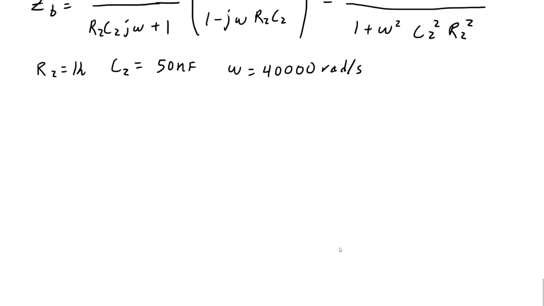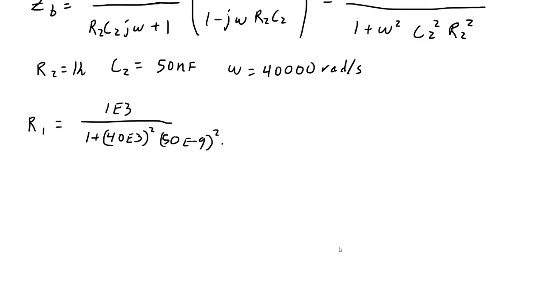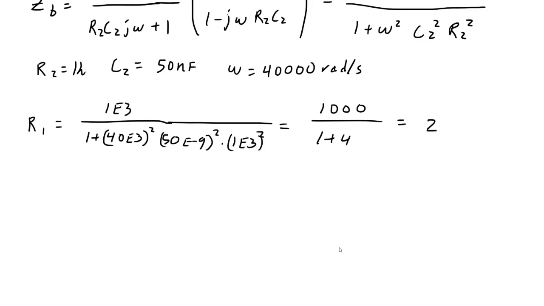So if we put all this together, R1 is going to be 1,000 divided by 1 plus 40,000 squared, 50 nanofarad squared times 1,000 squared. So if you punch all those numbers in, you get 1,000 over 1 plus 4, so 1,000 over 5 is 200 ohm.